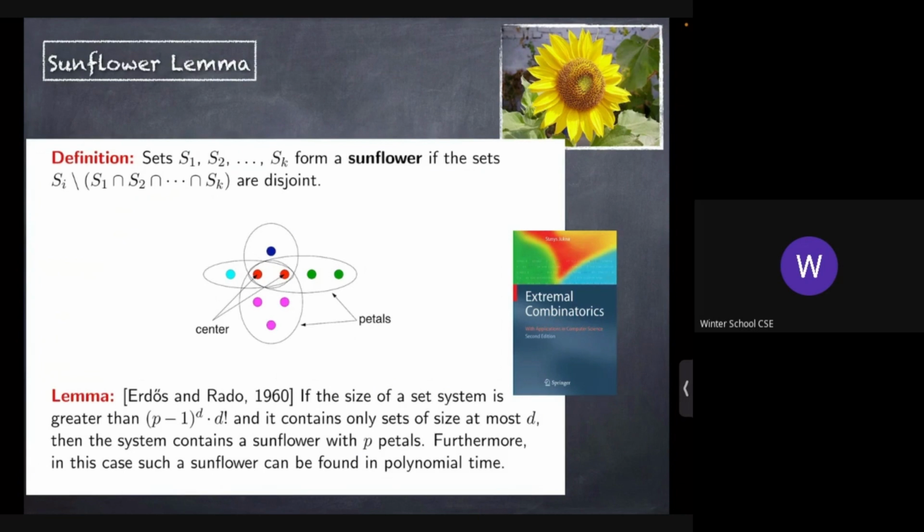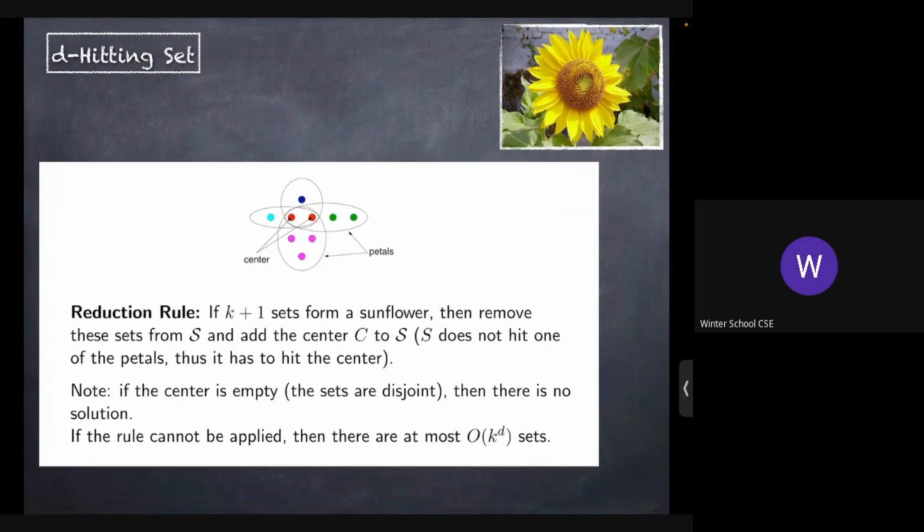So the lemma says that if you have more than this amount of sets, then you always have a sunflower with p petals. Right? But every set has at most d elements.